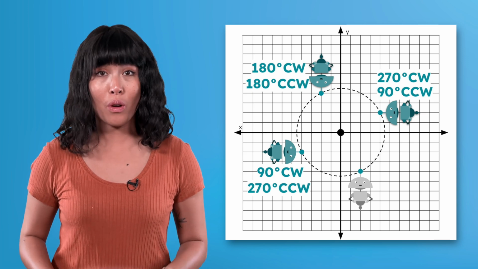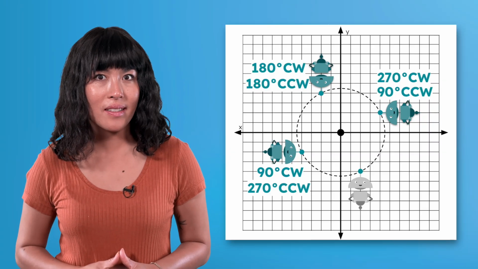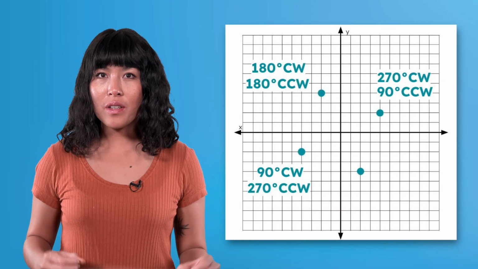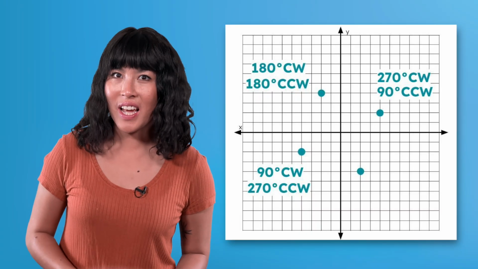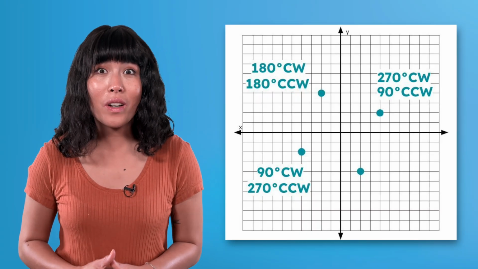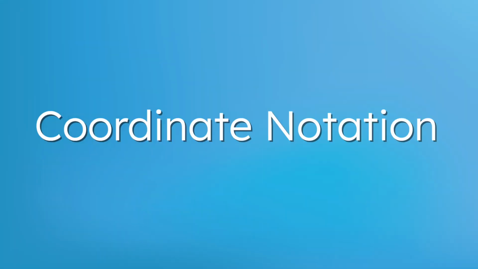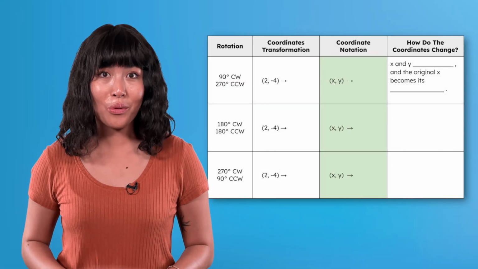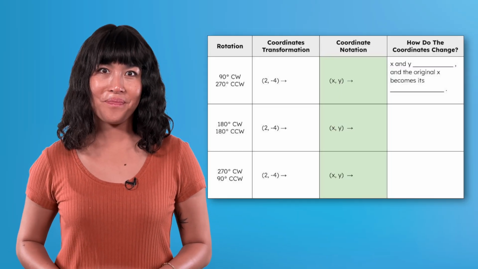Without a ruler or protractor, it'll be pretty difficult to eyeball perfect 90-degree rotations. Oh, I know! Let's only focus on these points to see whether there are certain patterns in how their coordinates change. This will help us figure out the coordinate notations of different rotations. For this section, make sure you fill in this table in your guided notes. It'll help summarize the coordinate notations of each rotation.